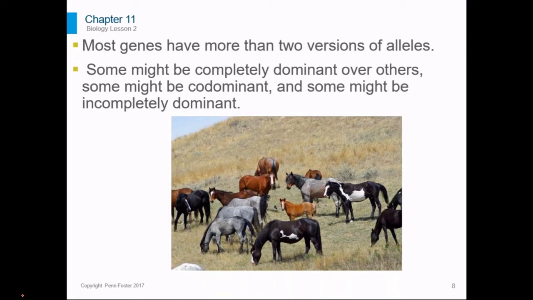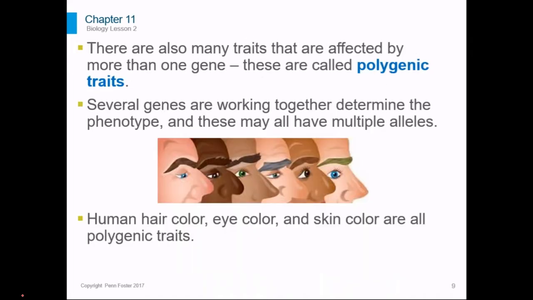Human hair color, eye color, and skin color are all polygenic traits. These are going to be traits that show a wide range of phenotypes, because there is more than one gene that can be turned on and off or found in dominant and recessive versions, so there's more than one gene controlling what is actually expressed.